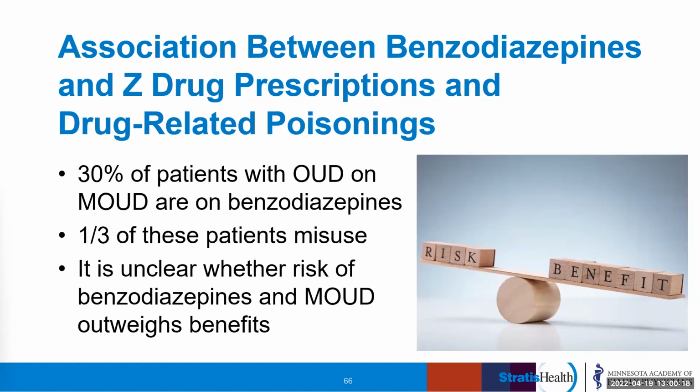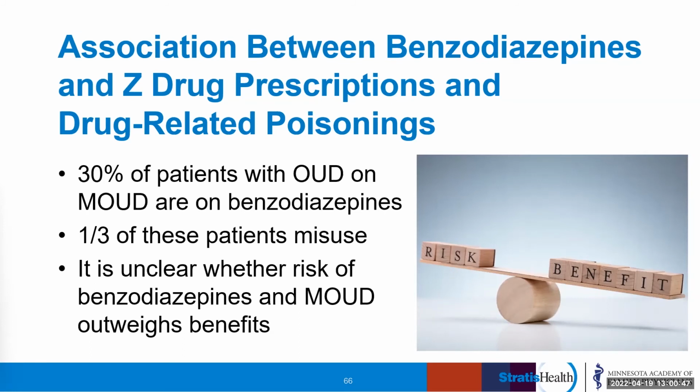Next slide. And what they found was kind of interesting: 30% of the patients who had opioid use disorder who were on medication for opioid use disorder are on benzos. I find this pretty stunning because I have 50 patients and I don't have one on benzos. I think maybe Heather has one. It's really pretty rare in our practice. But if you look at national data, 30% of patients on bup are on a benzo.